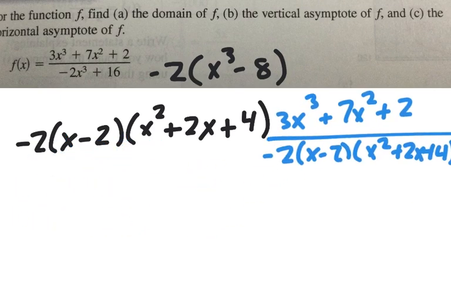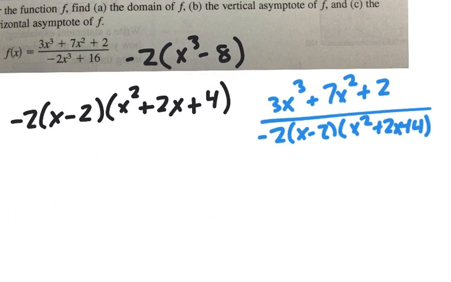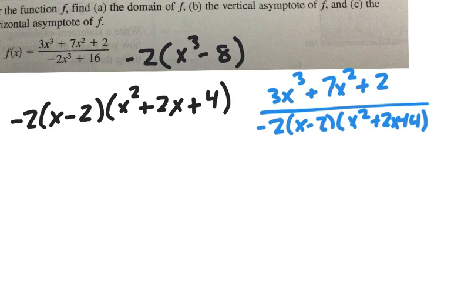So now first, are there any holes? Are there any common factors? Anything I can cancel out in numerator and denominator? The only way we can have a common factor is if one of these parentheses in the denominator exactly matches the numerator, because it wouldn't factor. So it doesn't happen, so there are no common factors. That means there are no holes. So that's number one. Holes, none.